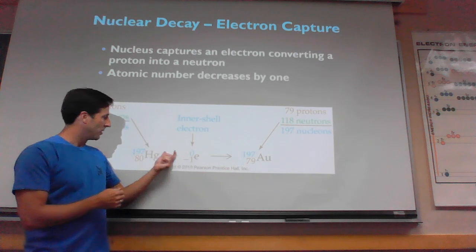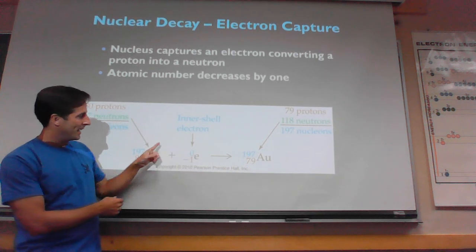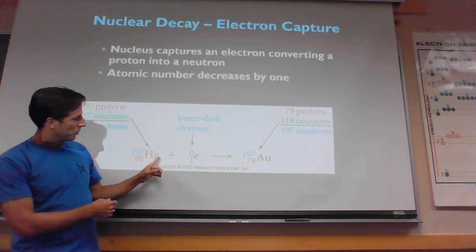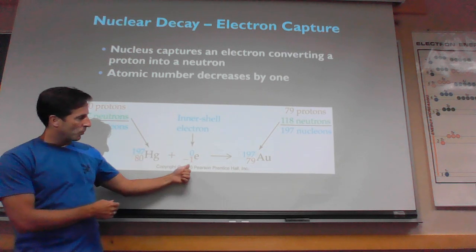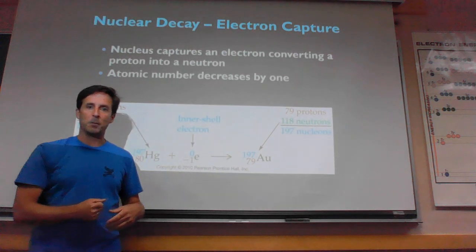So if I add the electron to mercury 197, again, it does not add any mass, but it's going to add a -1 charge. So 80 minus 1, my new charge will be 79. That's gold, is element number 79.